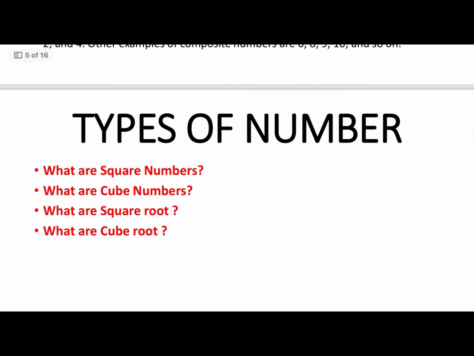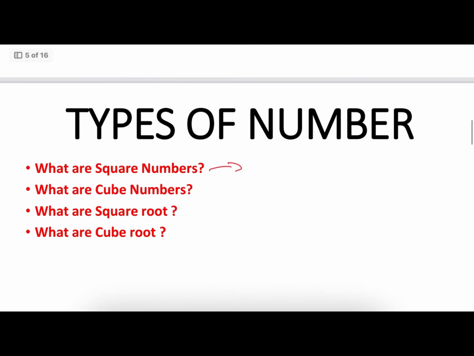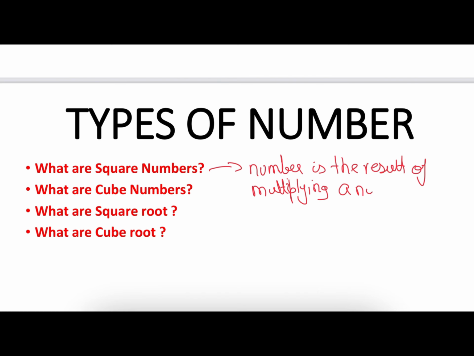So now what we have is square numbers. Now we need to understand what square numbers are. These are very simple basic things, you must know about these things. If I define it, a square number is the result of multiplying a number by itself. So this is known as a square number.